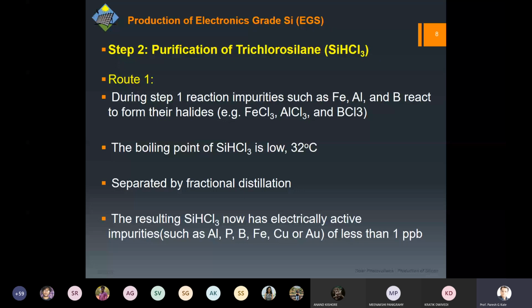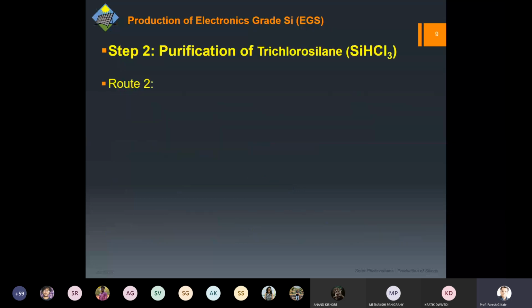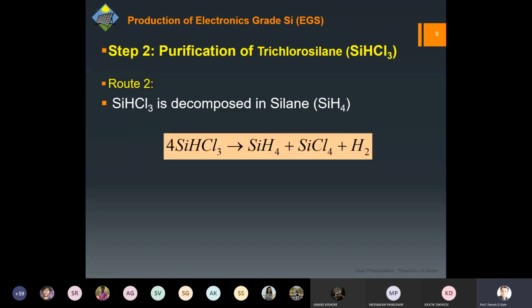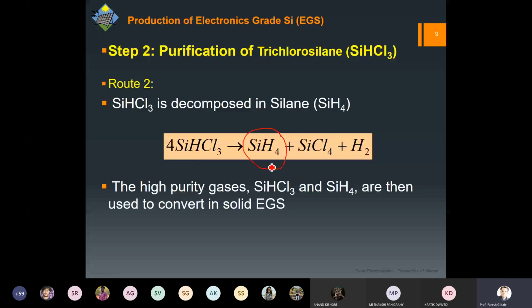Yeah, so this was route one. So we have removed some of the impurities. The other route of purification of trichlorosilane, this is SiHCl3, is a gas, and this can be decomposed into silane. So silane is another gas, but silane is a very poisonous and toxic gas. But anyway, we can convert this silane. So a decomposition process takes place, and from SiHCl3 you get this silane gas.